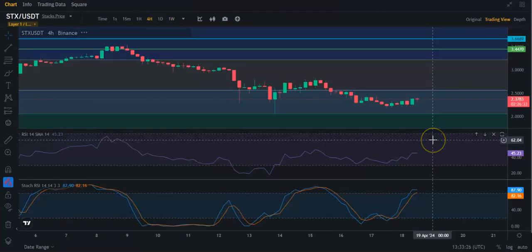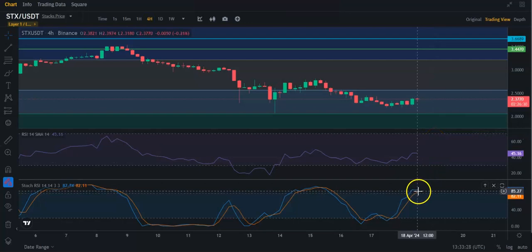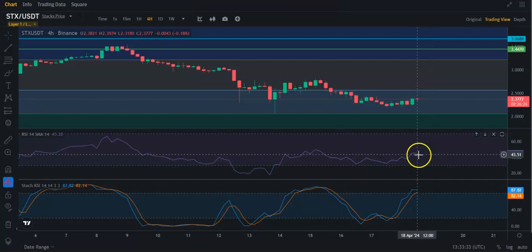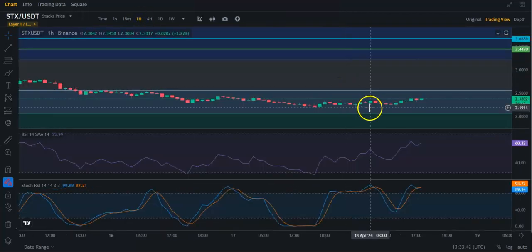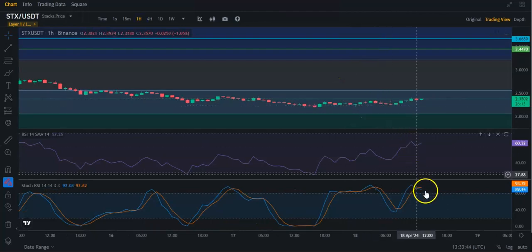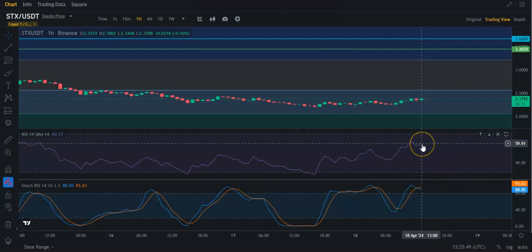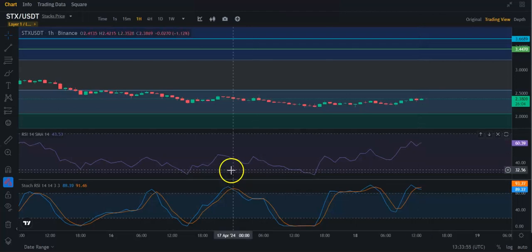The 4-hour chart looks like it's in overbought territory on the Stoch RSI. Now, just on the RSI here, that's pretty low. I would say in the 40s. That's not bad. It has a lot of room to grow. On the hourly, looks like it's overbought on the Stoch RSI. Now the RSI here, it still has room to grow really, and so anyways, that's how those indicators look.